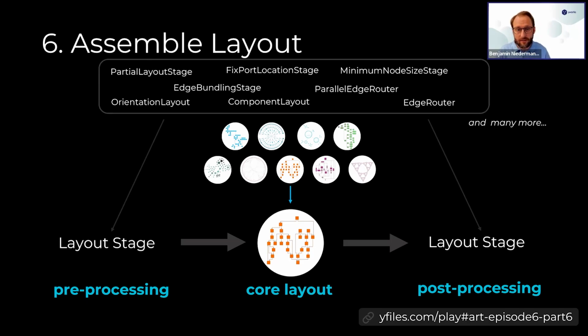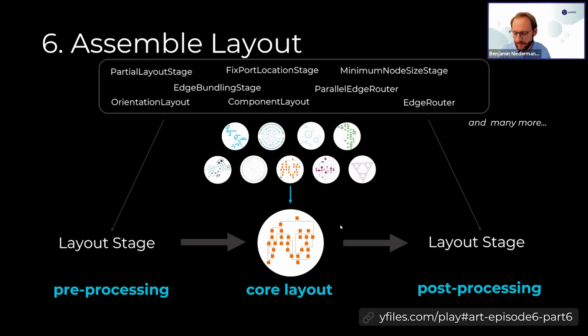So there are many of these layout stages doing small tasks on your layout. For example, there's the parallel edge router that you can apply to route multiple edges between the same pair of nodes. Or there's, for example, the component layout, which basically takes the single connected components, lays out each of these components, and then assembles these components with each other. And there are many other layout stages that you can use.